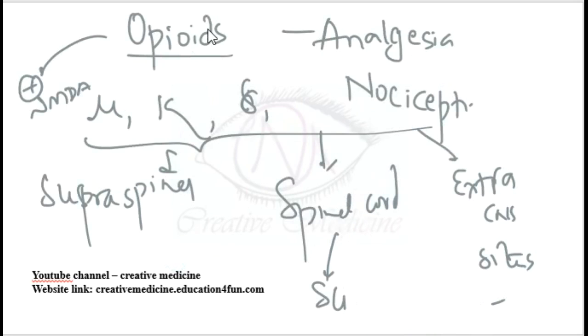Summary. Opioids are used in analgesia. Opioids activate NMDA receptors. They also activate mu receptors, kappa receptors, delta receptors, and nociceptin receptors. All these act on supraspinal, spinal cord, and extracranial sites. At the spinal level, they act on the substantia gelatinosa of the dorsal horn cells.